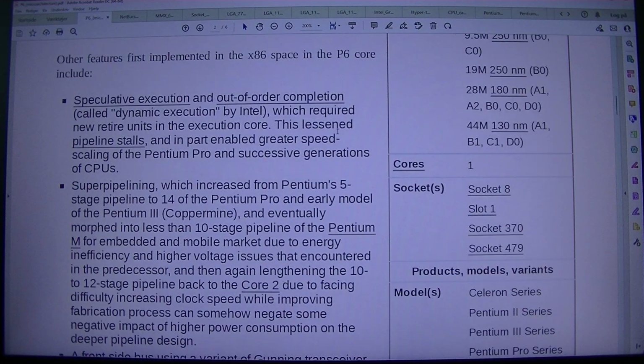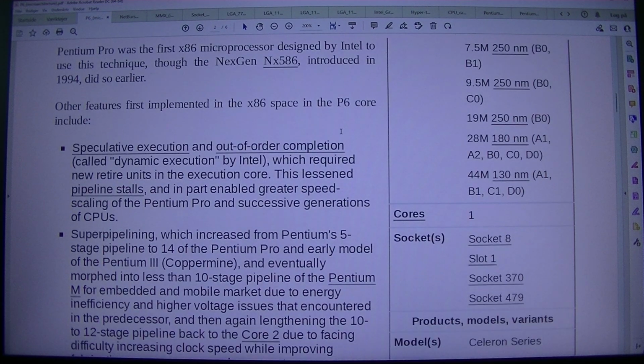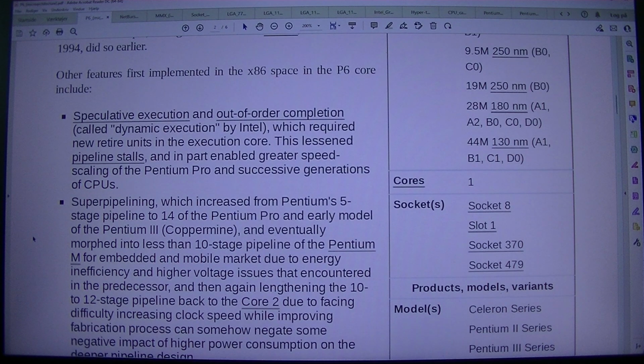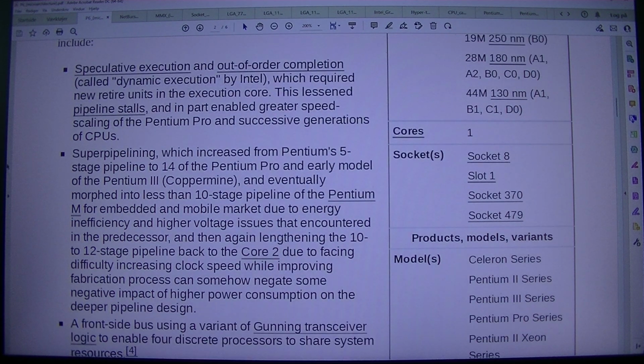Pentium Pro was the first x86 microprocessor designed by Intel to use this technique, though the NX586, introduced in 1994, did so earlier. Other features first implemented in the x86 space in the P6 core include speculative execution and out-of-order completion, called dynamic execution by Intel, which required new retire units in the execution core. This lessened pipeline stalls, and in part enabled greater speed scaling of the Pentium Pro and successive generations of CPUs.